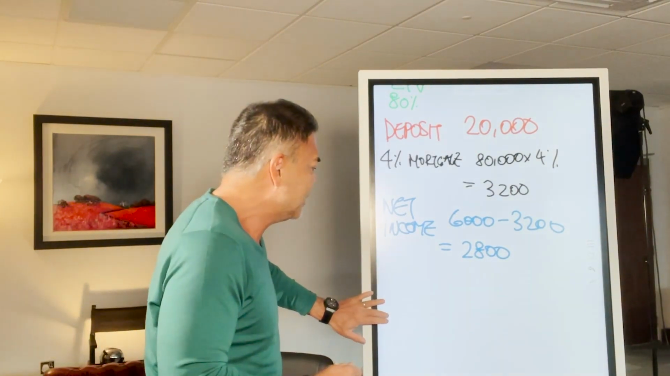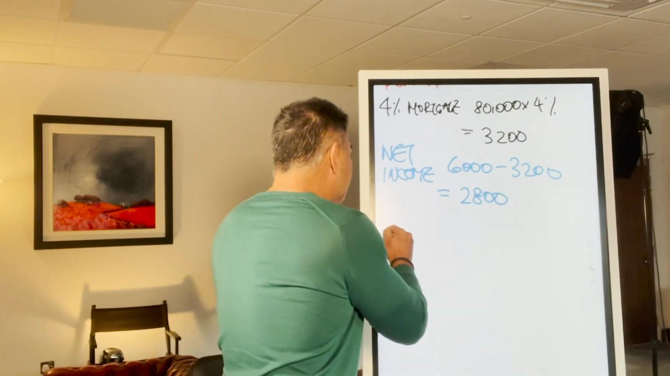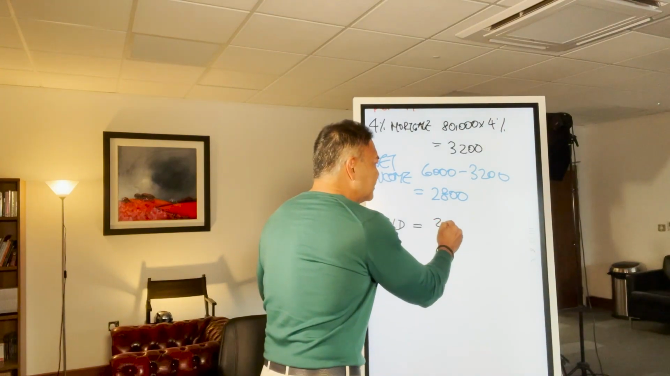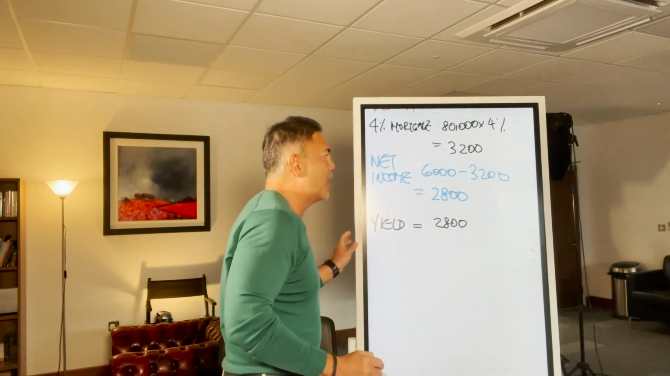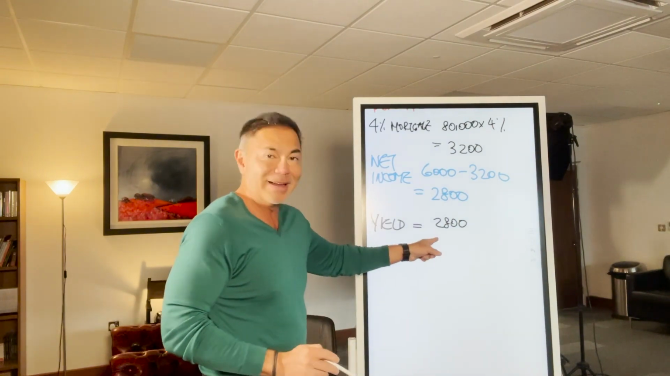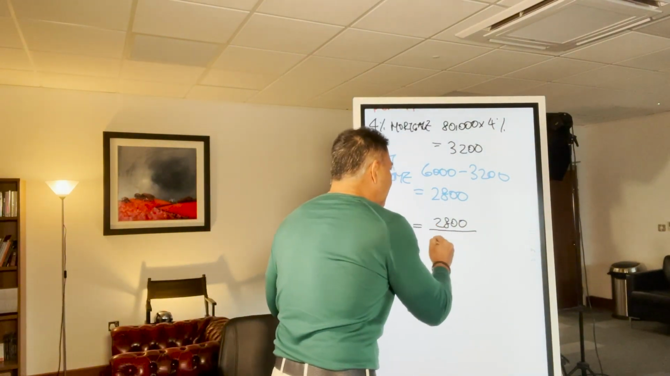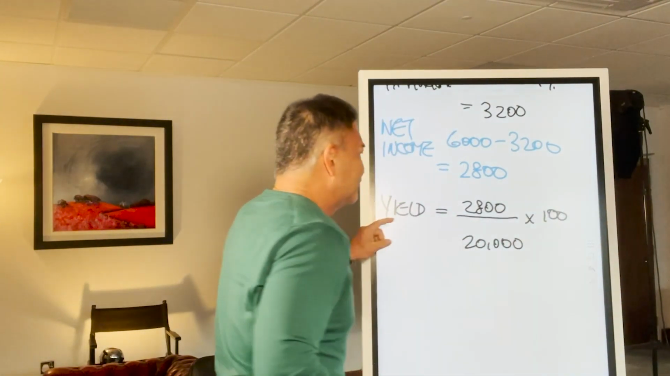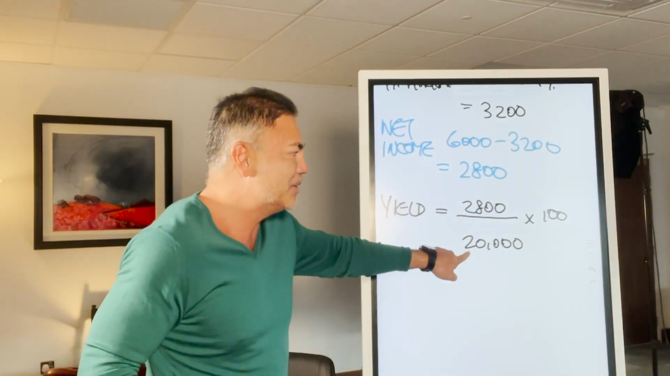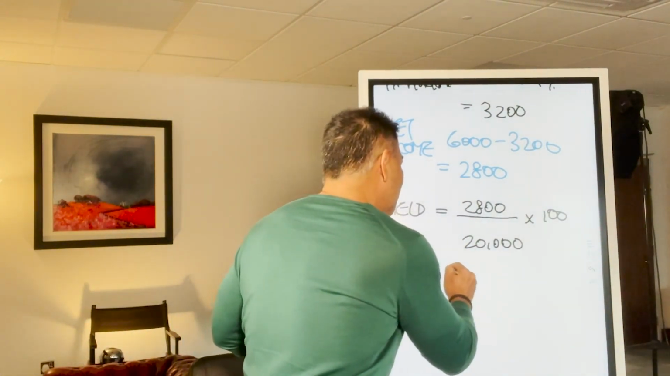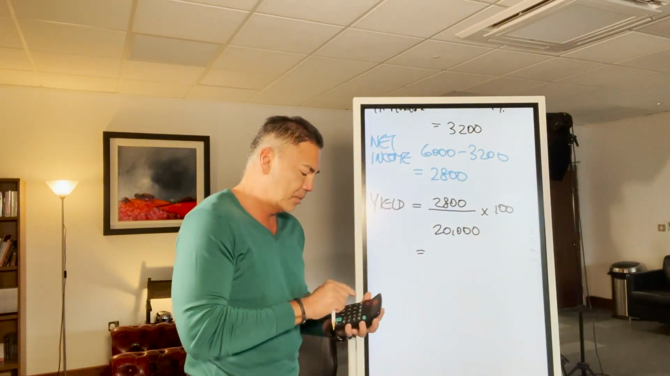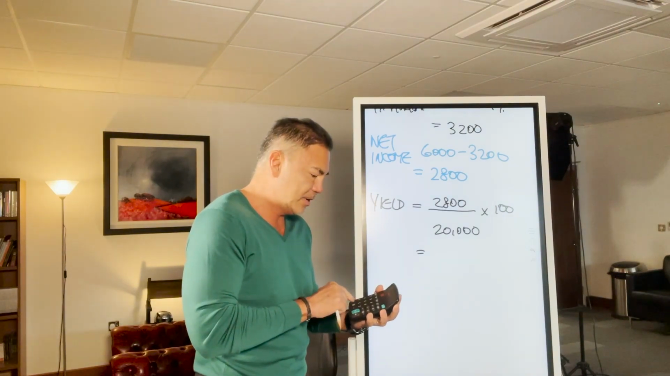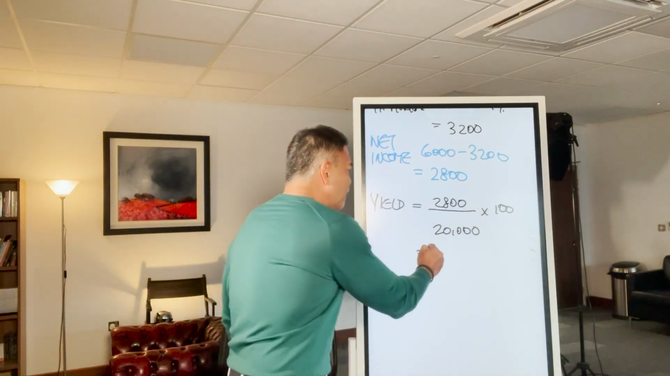Now let's see how the yield calculation is going to change. So now the yield is going to be 2,800, which is the 6,000 minus the 3,200, which is less, but now you divide it by 20,000. You multiply by 100. So this is the net income and this is the initial outlay. So now what is the yield? Let's work it out. 2,800 times 100 divided by 20,000 equals 14%.